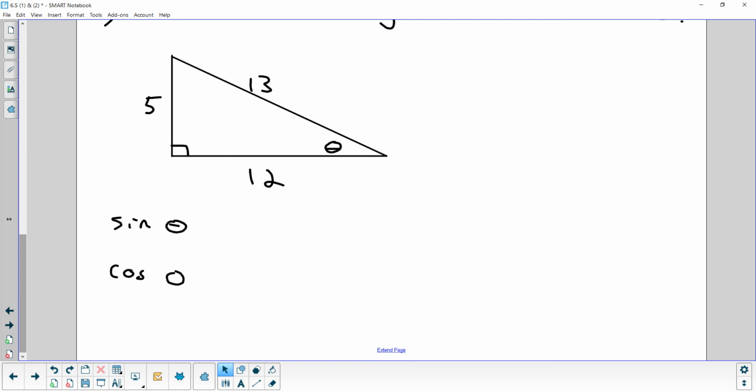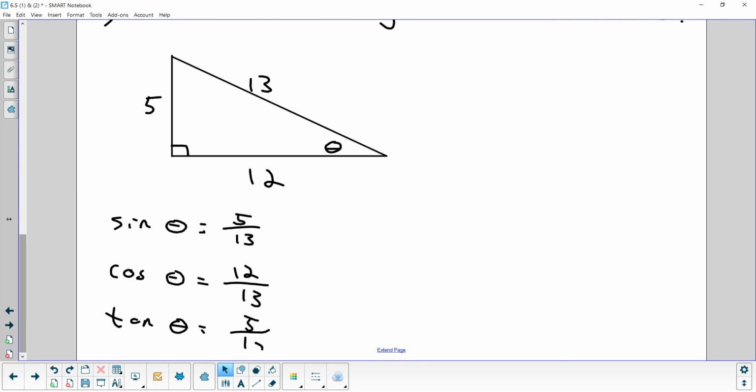All right, so let's start with the sine, cosine, and tangent. All right, so Tim, what's my sine here? Your sine is going to be 5 over 13. Yep, 5 over 13. Michael, my cosine? 13 over, oh, never mind, sorry, it's going to be 12 over 13. Yep, 12 over 13. And Julie, my tangent? 5 over 12. 5 over 12.